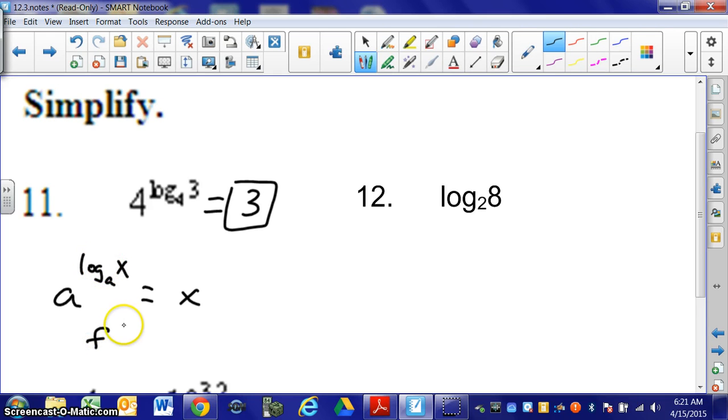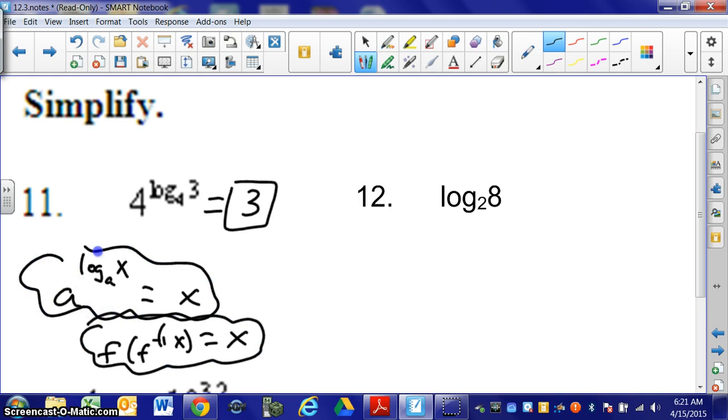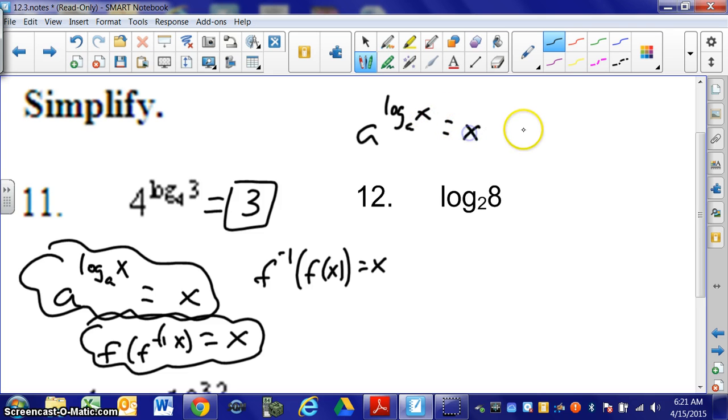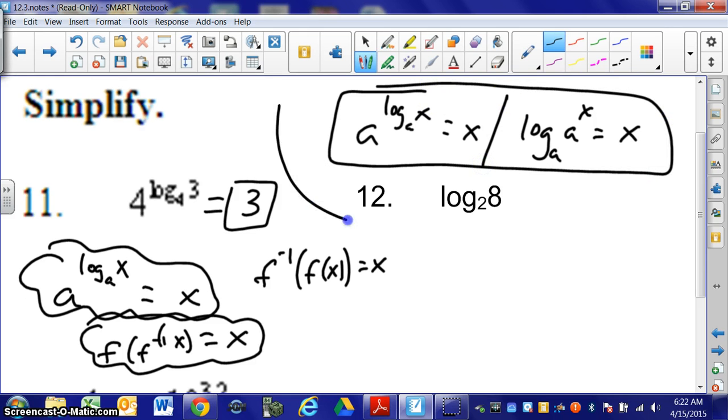So this is kind of like f of f inverse of x equals x, if you can pretend that you know what that's saying right there. Which is also like f inverse of f of x equals x. That's what these are. a to the log base a of x are inverse operations, and log base a of a to the x are inverse operations, so those both equal x. So that should make number 12 a little bit easier here, but not as much.